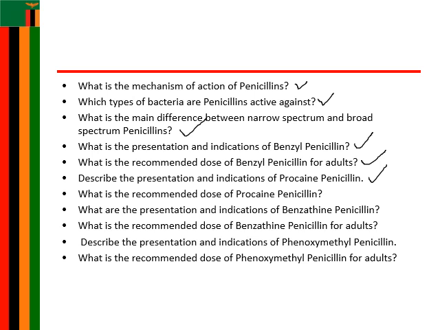What is the recommended dose of Procaine penicillin? The recommended dose is 75 milligrams to 600 milligrams, which is administered deep intramuscularly once daily.